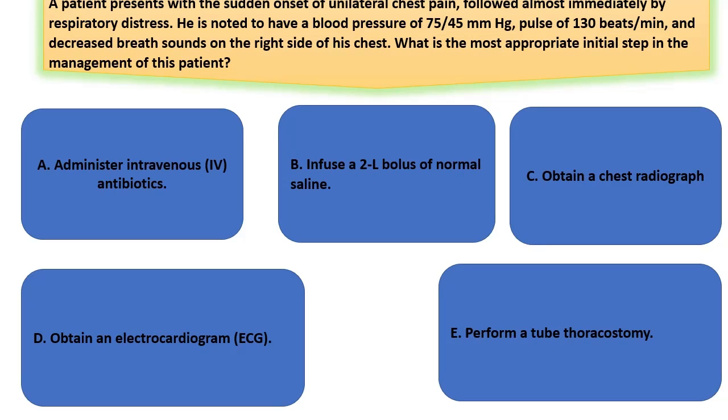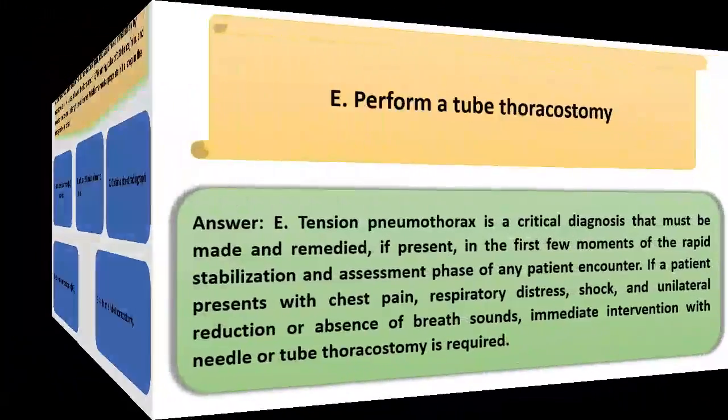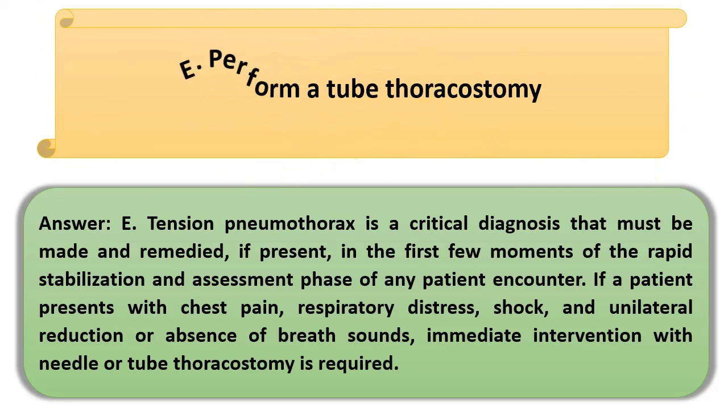Tension pneumothorax is a critical diagnosis that must be made and remedied, if present, in the first few moments of the rapid stabilization and assessment phase of any patient encounter. If a patient presents with chest pain, respiratory distress, shock, and unilateral reduction or absence of breath sounds, immediate intervention with needle or tube thoracostomy is required.